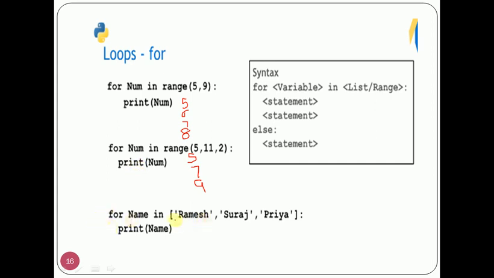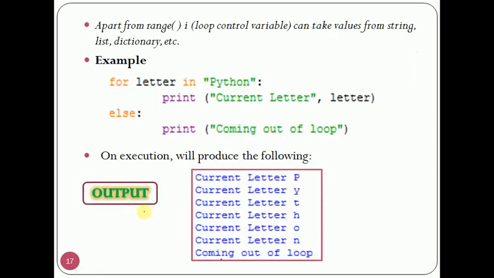Here there is a slight difference. In the earlier examples we were producing a sequence using the range function. In this case we are not using range. Instead of that we are giving a list. This list contains strings, that means a list of names. So for name in the list, each time it will take one by one: Ramesh, then Suraj, and then Priya. Those 3 values will be printed here. This is how the for loop works.